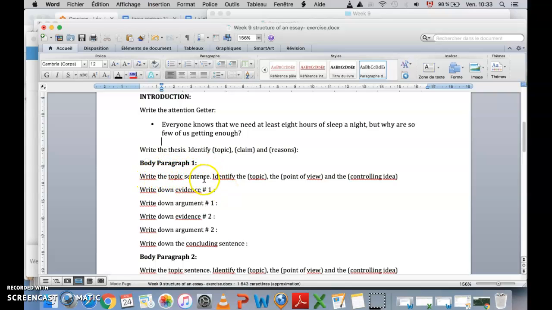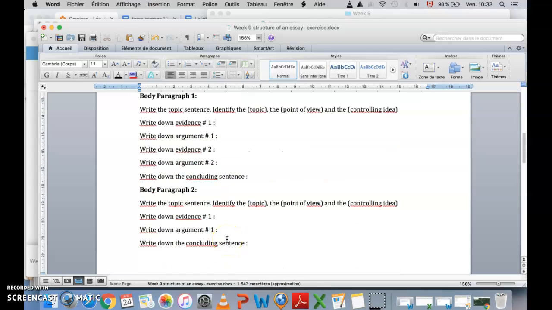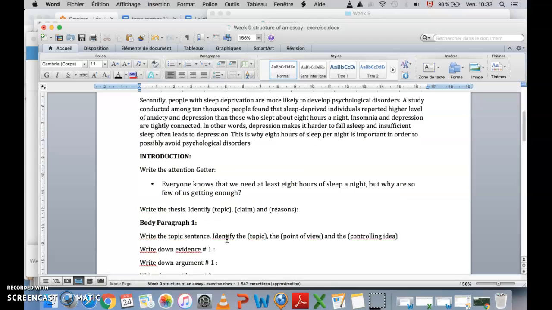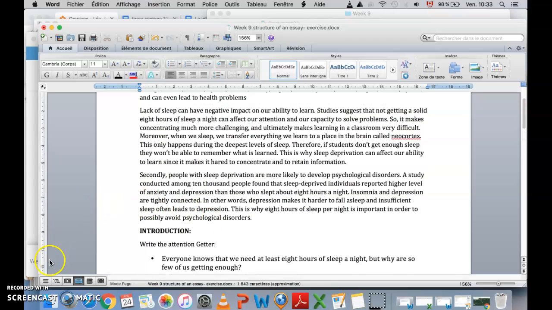Write the body topic sentence, identify the topic, point of view, controlling idea, and then in the body paragraph number 1, you're going to have evidence and you're going to have arguments. Okay, evidences and arguments. So you write them down, you copy and paste. You can write them down over there if you want, or just copy and paste the element. You do the same thing for body paragraph number 2. We're going to talk about it next class. All right? Don't give up, guys.